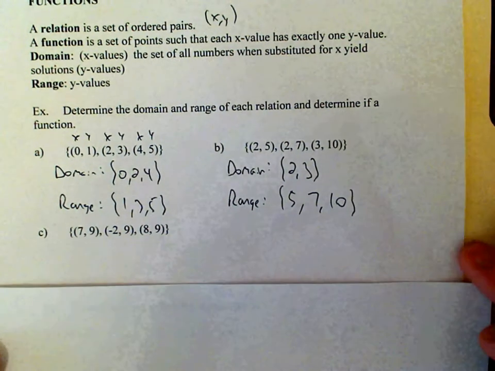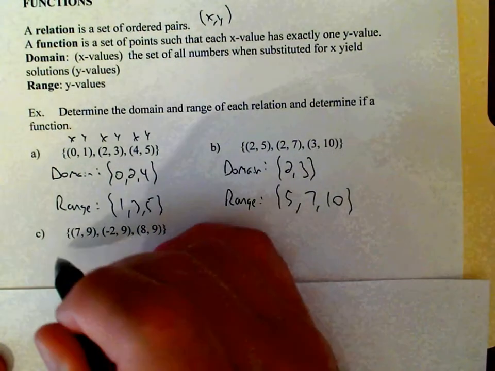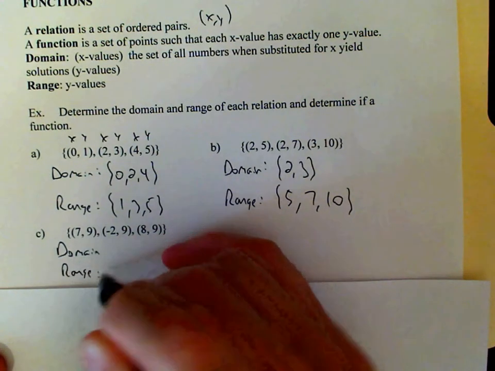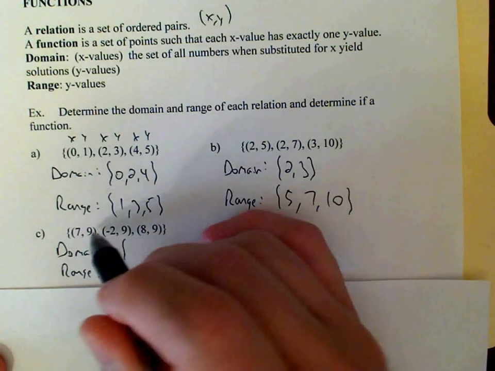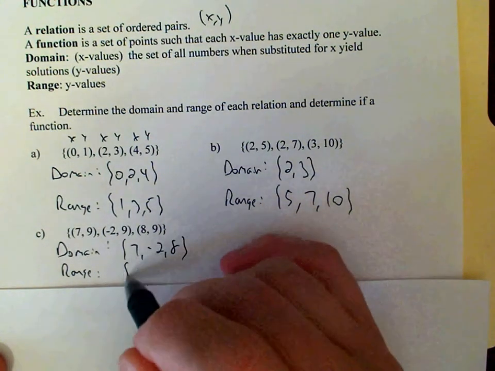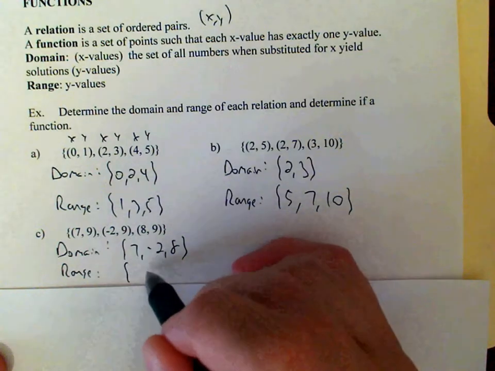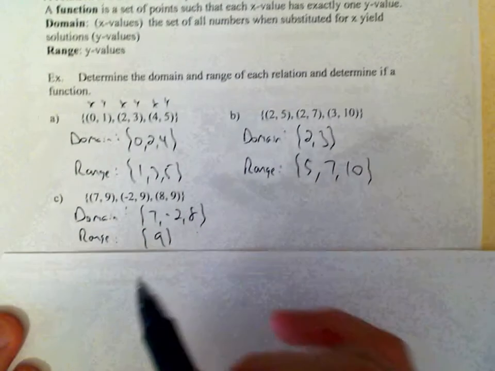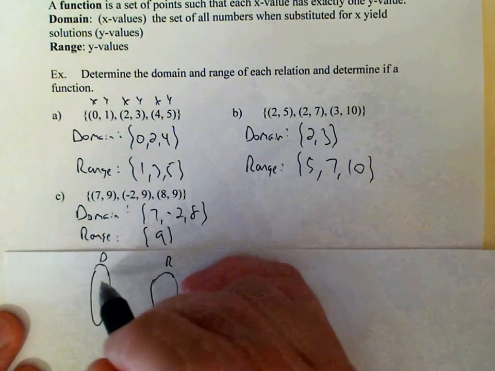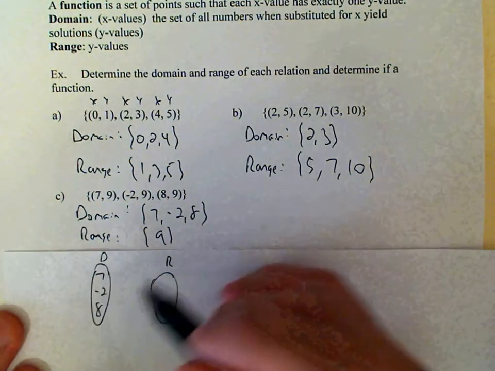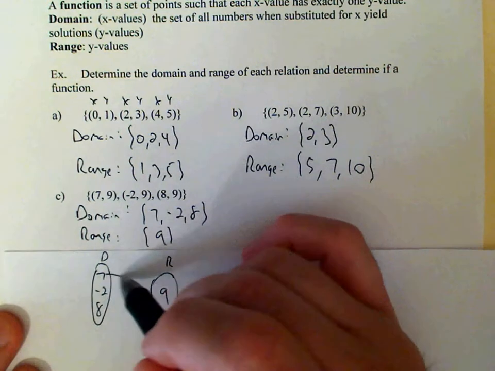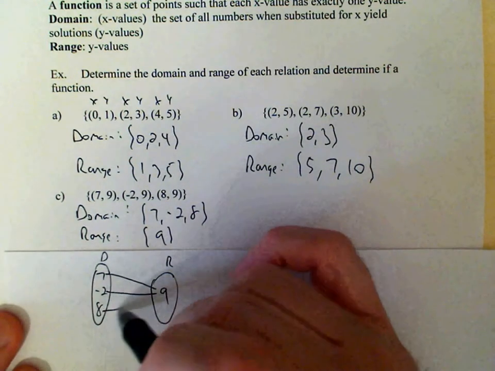Now this next one, do the same thing. Domain and range. Now I have a 7 for the x and a -2 and an 8. Now if you look at the range, you'll notice that they're all the same y value, which is 9. So let's do a mapping notation once again. Domain and range. 7, -2, 8, and my only y value is the 9. So each one of these corresponds to that y value.